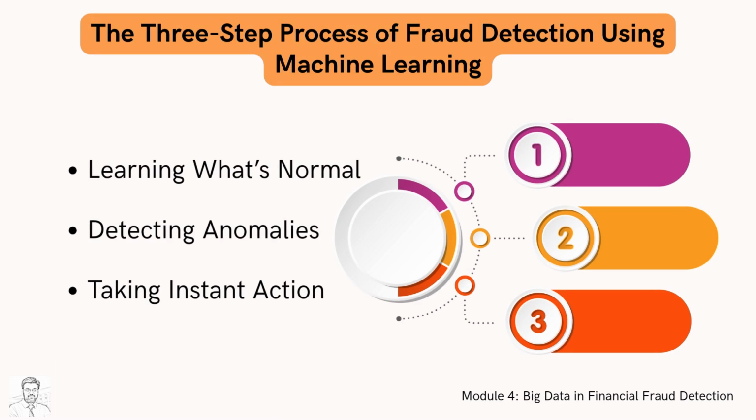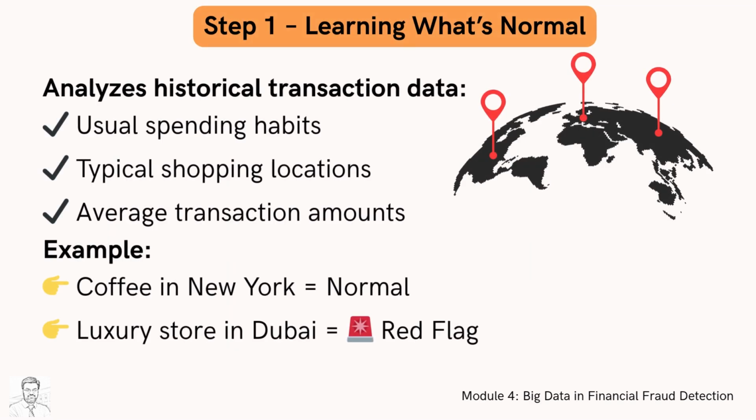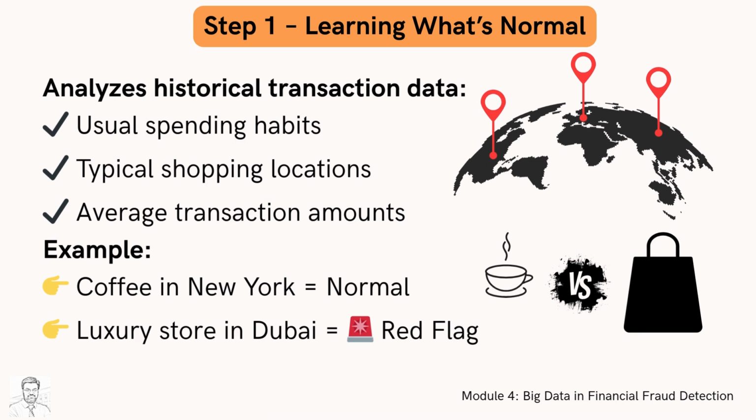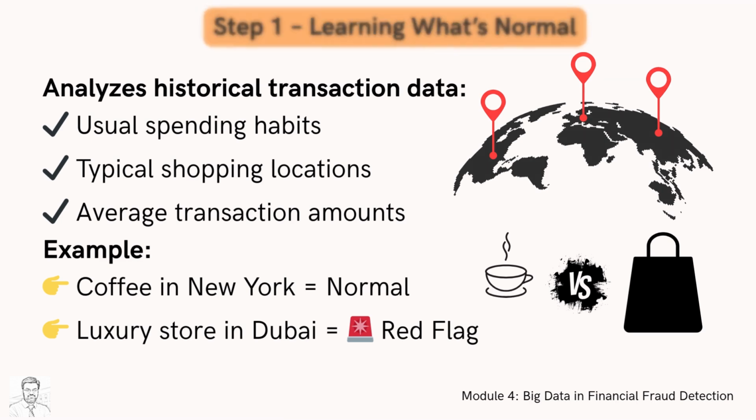The three-step process of fraud detection using machine learning. Step 1, learning what's normal. Machine learning starts by analyzing historical transaction data. It looks at your usual spending habits. It tracks where you normally shop. It notices how much you typically spend. For example, if you always buy coffee from a cafe in New York, the system learns that. If you suddenly make a purchase from a luxury store in Dubai, that's a red flag.